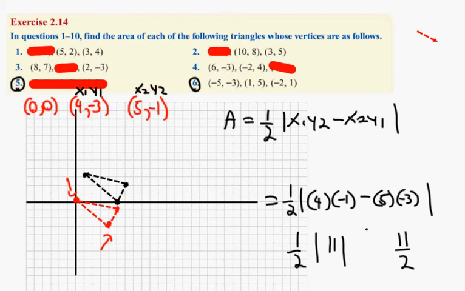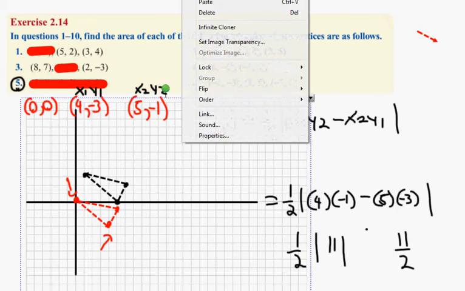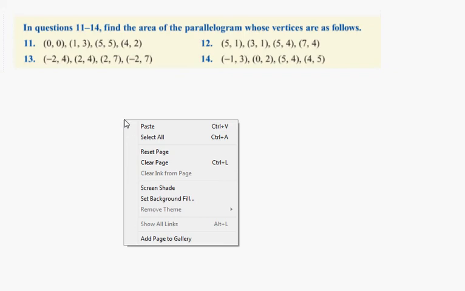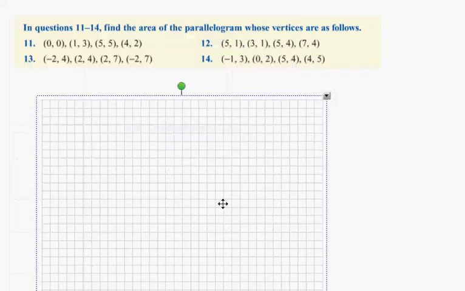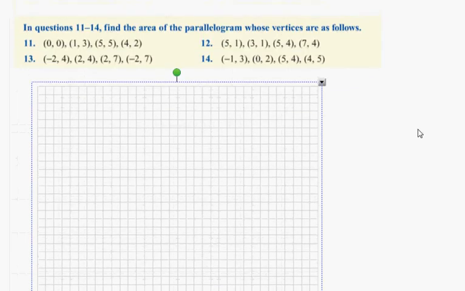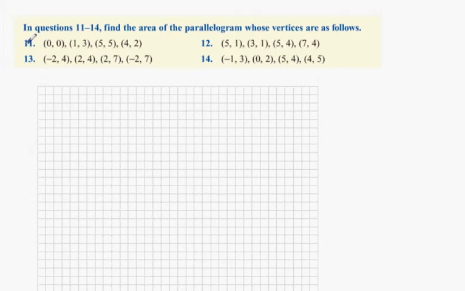Try another one now. I'll try this one instead, alright? Now, these ones are parallelograms. Everybody see parallelogram? Okay. So, what we can do here is this. Question 11, if you will. What can you tell me about parallelograms?